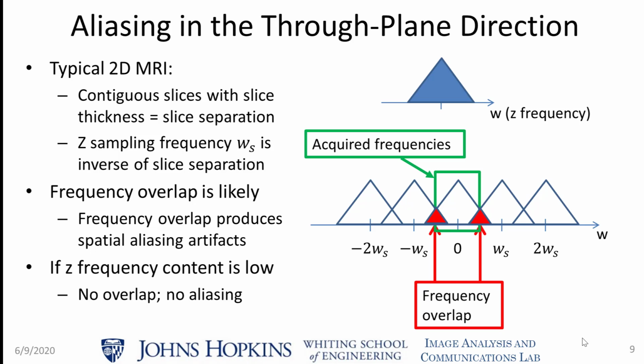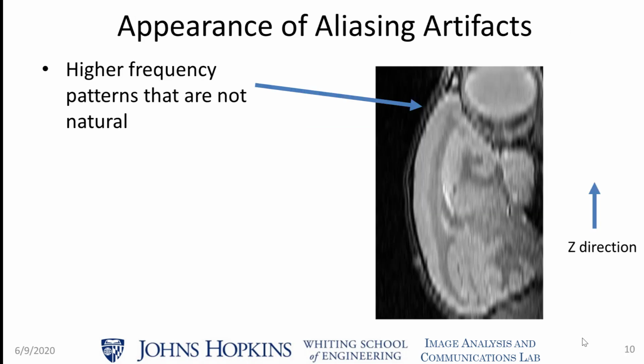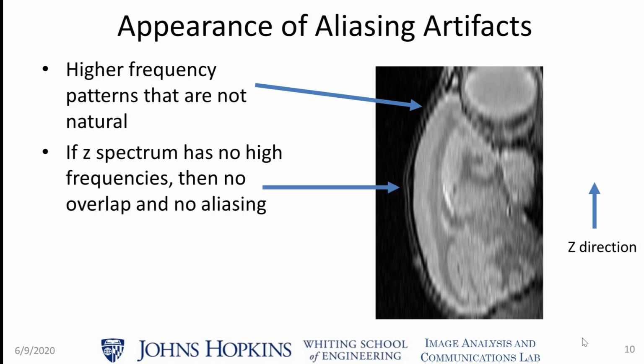A point to note is that if the Z frequency content is low, that is, it's not involved in that overlap region, then there actually is no aliasing. And here's an example of what aliasing looks like. It's a higher frequency pattern that's not natural. Many people would call this a pixelization artifact, but it really is also an aliasing artifact. And you'll notice that in this area of the image, where the features are orthogonal to the image plane, there are no such artifacts, and that's because the Z spectrum there has no high frequencies.